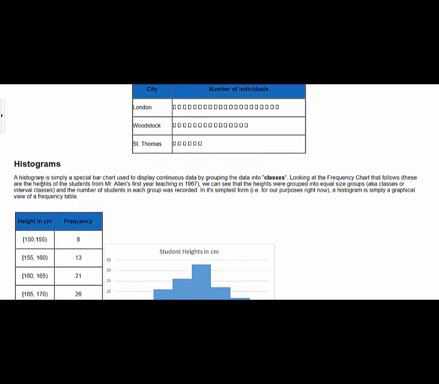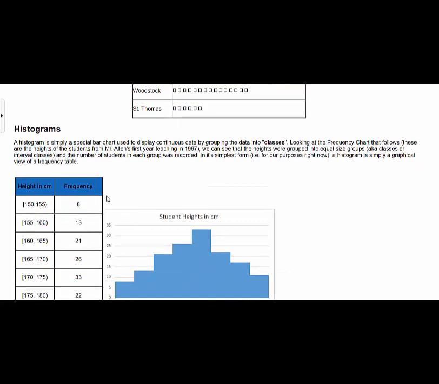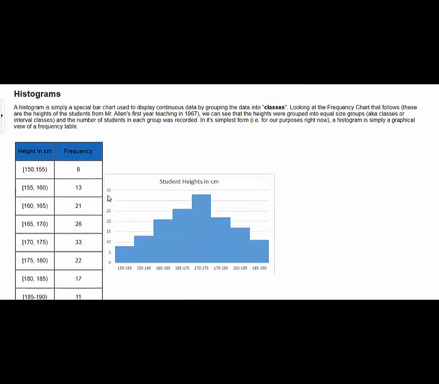And then the last variation here is the histogram. It is essentially a bar graph, but it is a bar graph on continuous data. Okay, so this is the key. If you remember, two terms that maybe I should add to the top of the page: discrete data versus continuous data. Discrete data is where the numbers have to be integer values, so it's counting data.